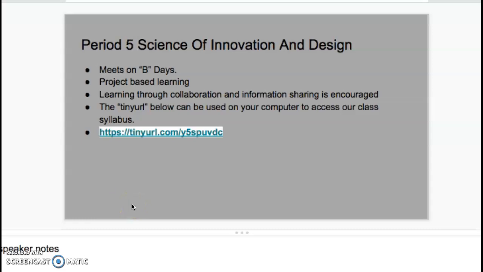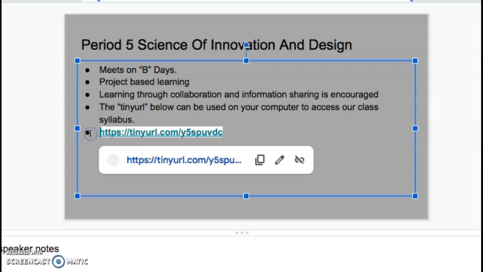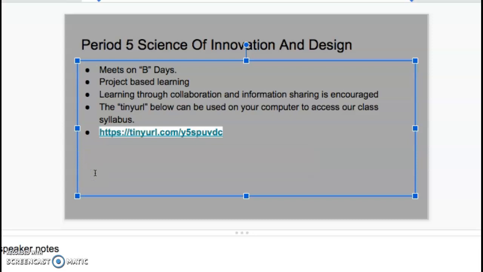You are in Period 5, Science of Innovation and Design. This course meets on B days in our virtual class AB schedule. This class is a project-based learning course, and learning through collaboration and information sharing is strongly encouraged. The URL you see in the bottom bullet point is a tiny URL that will take you to an actual copy of the course syllabus.